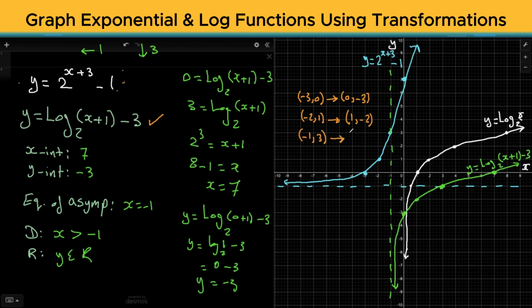Which gives me, for the inverse, 3 and -1. Okay, and we have 3 and -1. And therefore, these two graphs are the inverse of one another. And you know the inverses are a mirror image of each other in the diagonal line y equals x.